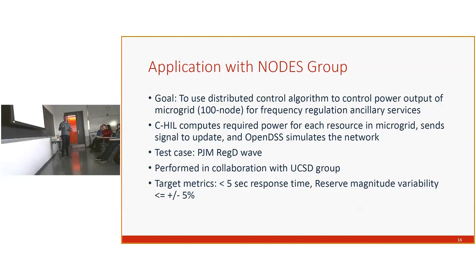So our target metrics for this simulation were to have a less than 5-second response time between reception of the signal and change in power output, and a reserve magnitude variability of less than or equal to plus or minus 5%. So that means when we're holding steady, we want to see our output power be within 5% of our requested power.